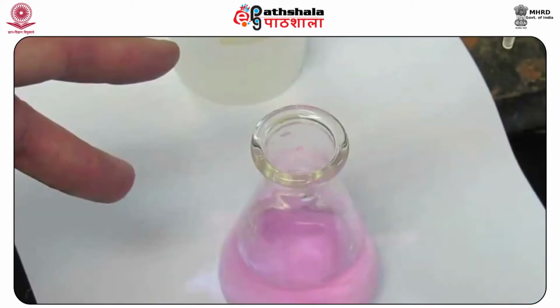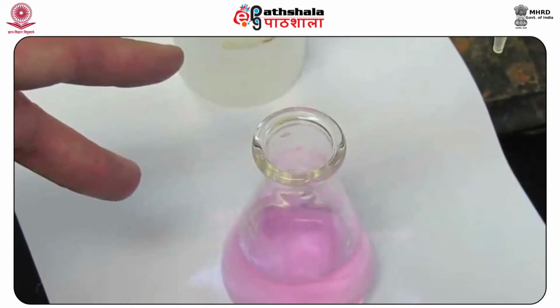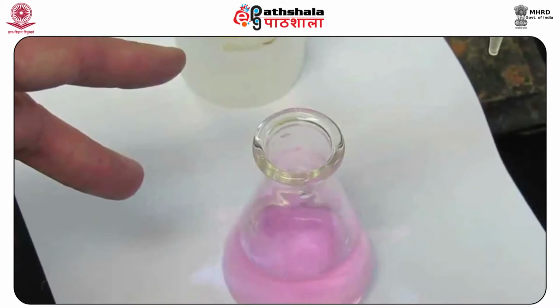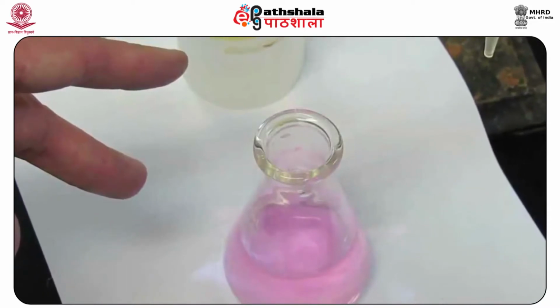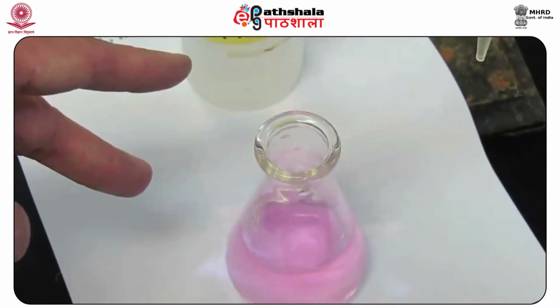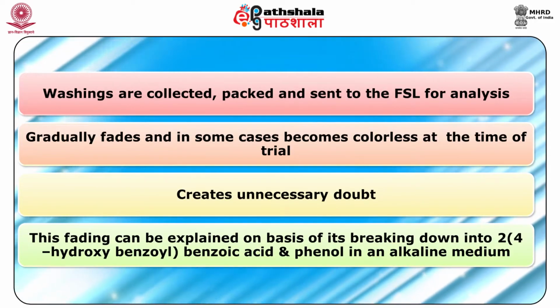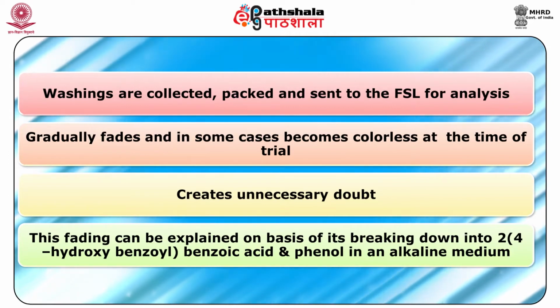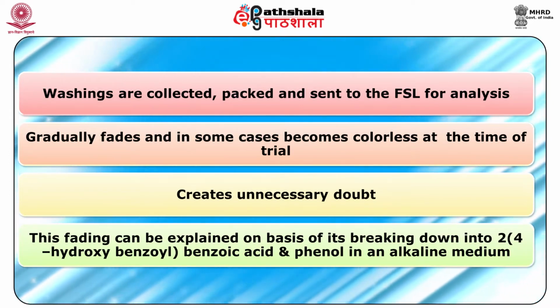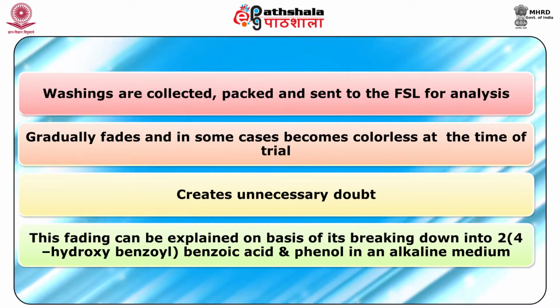The hands are washed with a colorless sodium carbonate solution or sometimes with lime water, which immediately turns pink, confirming the contact with the currency notes. Pink to deep red color is developed based on the amount of phenolphthalein involved. These washings are collected, packed, and sent to the FSLs for analysis, along with other relevant materials.